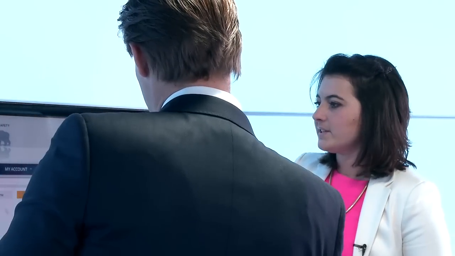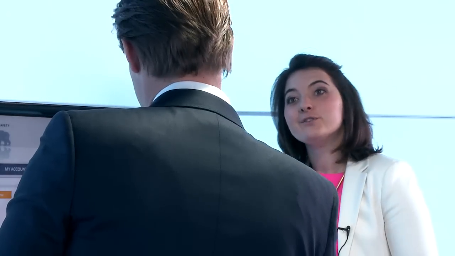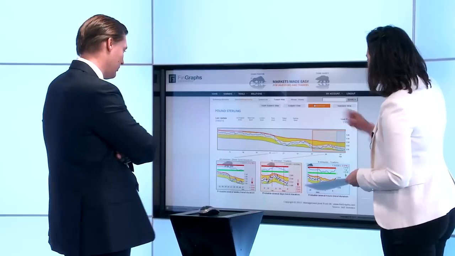Looking in terms of the trader's view, we have seen the pound sterling fluctuating against the US dollar off the back of inconclusive Italian election results this week. So what are we seeing in the trader's view?